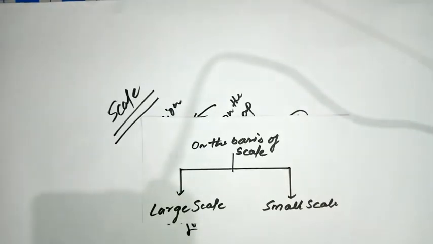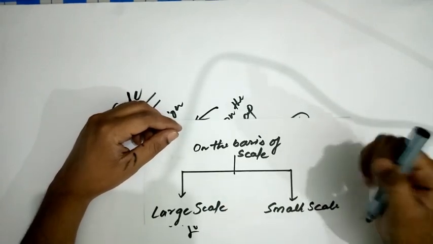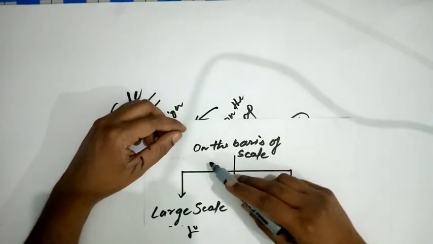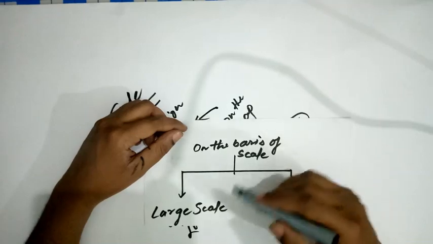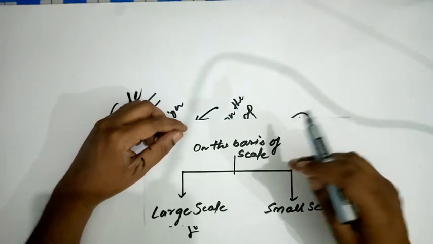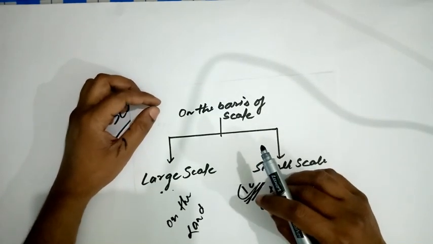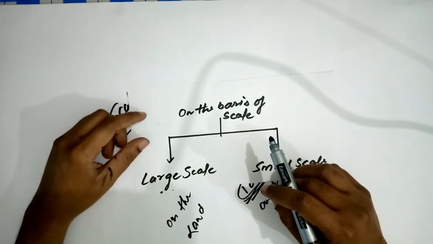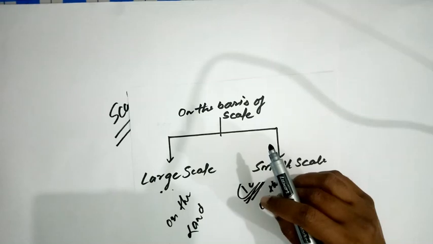On the basis of scale, maps can be divided into two parts: one is large scale, one is small scale. Maps can be divided into two broad categories: one on the basis of scale, one on the basis of content. On the basis of scale, it is divided into two parts, large scale and small scale. So let's see what is large scale and what is small scale. Large scale maps show a small area in greater detail.